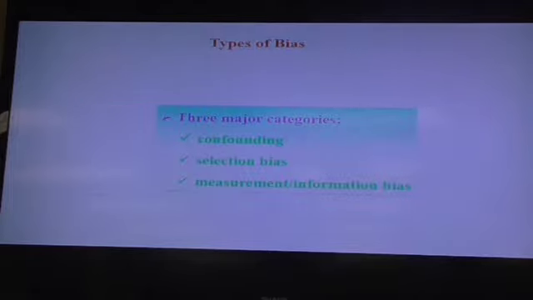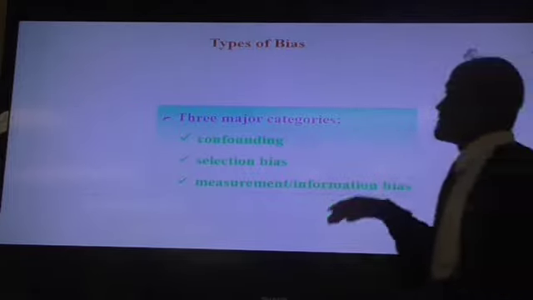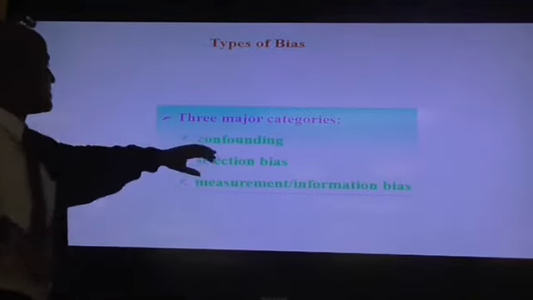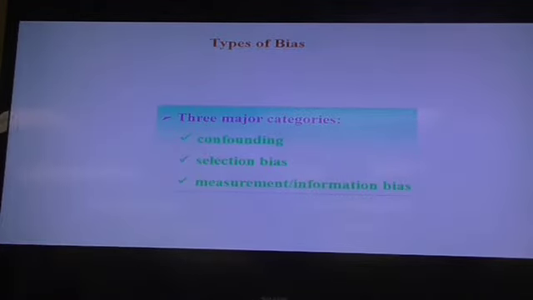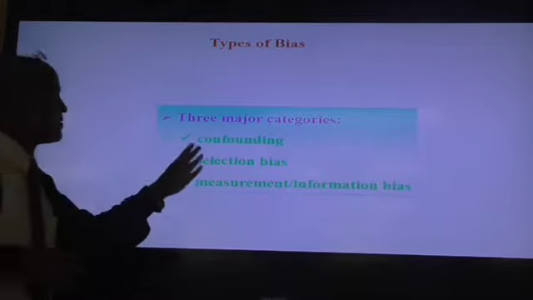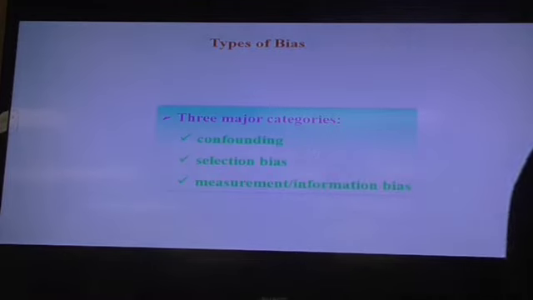And again, one is a lack of validity, the other is a lack of precision. So for bias, there are three major categories. Confounding is one, as I said. There can also be selection bias, and measurement or information bias. These are the three broad categories of bias or systematic error.